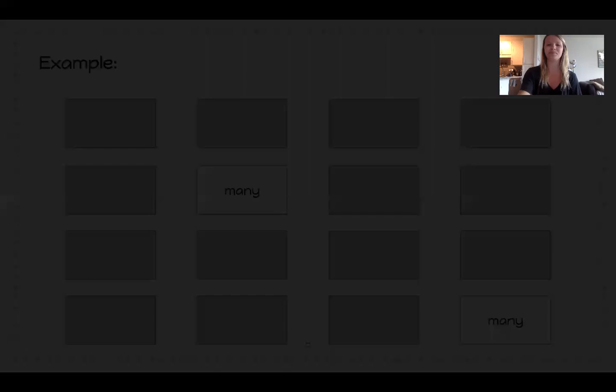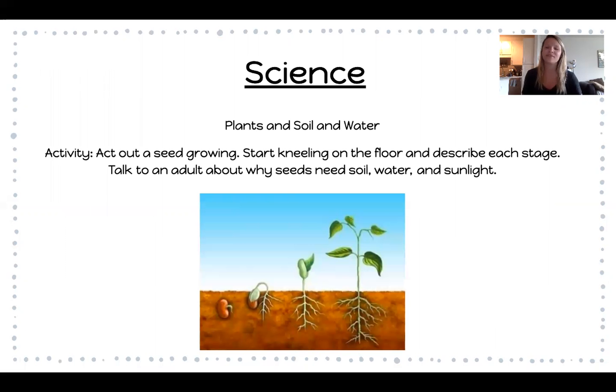Okay. Your next activity is science. So plants and soil and water. Your activity is to act out a seed growing. Start kneeling on the floor and describe each stage. Talk to an adult about why seeds need soil, water, and sunlight.